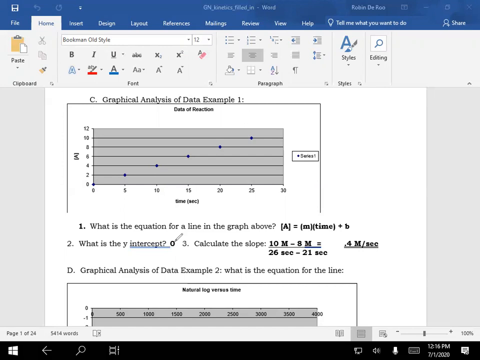And were you to calculate the slope, first of all, you would draw a straight line. And then you pick 2 points, not data points. You don't ever pick data points because you want to use the average. So we're going to calculate the slope, and then we have units. The units are going to be molarity over seconds.